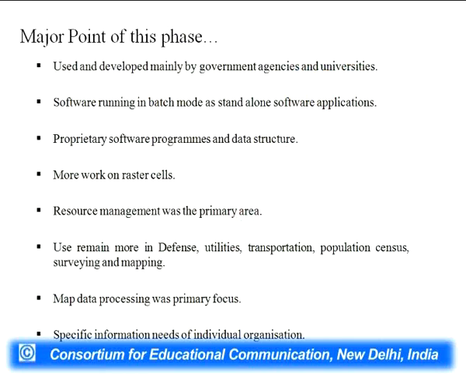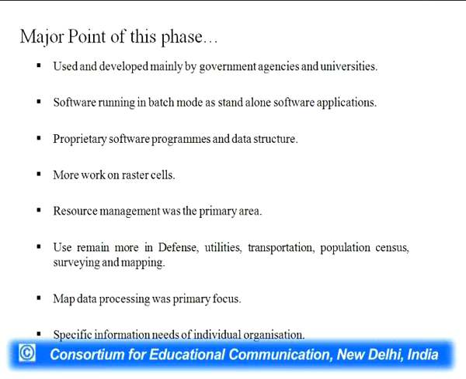So, more work was on raster cells, because in this phase there was no topological development in the field of GIS. So, GIS mainly concentrated on the satellite pictures or the aerial photographs which we generally take from our satellites and the planes. The focus was mainly on rasterization, the raster cells, and we try to analyze things with the help of this data provided by the satellites.